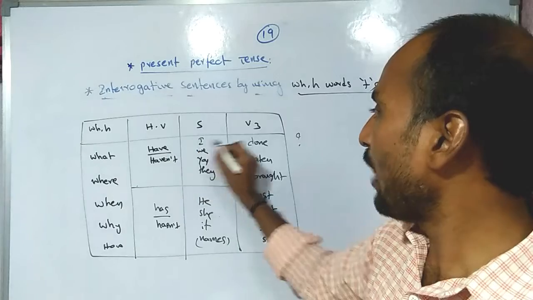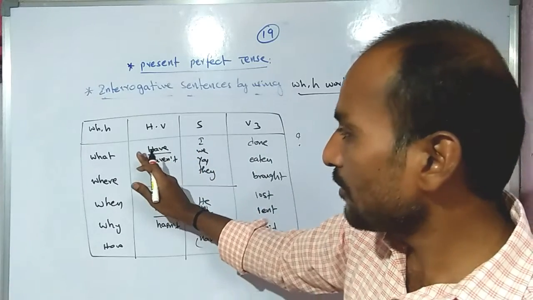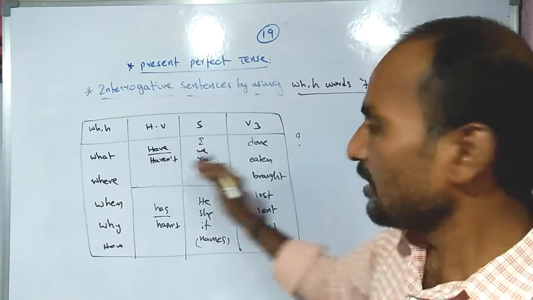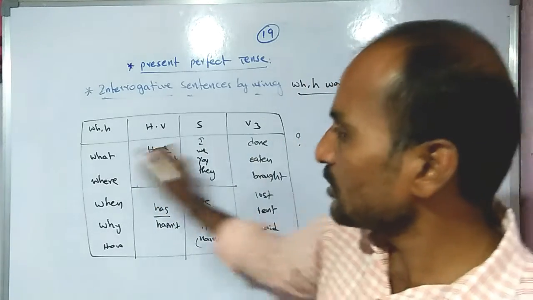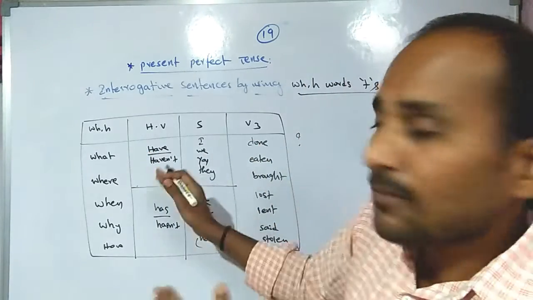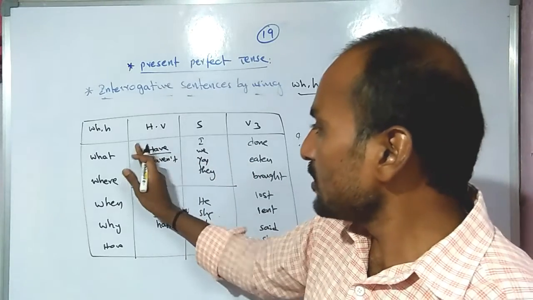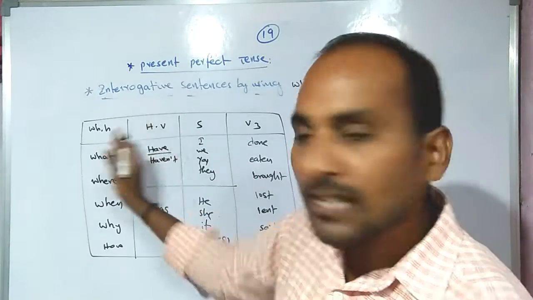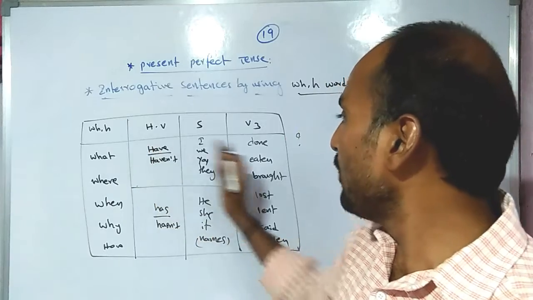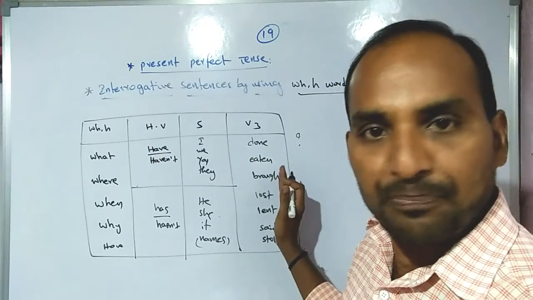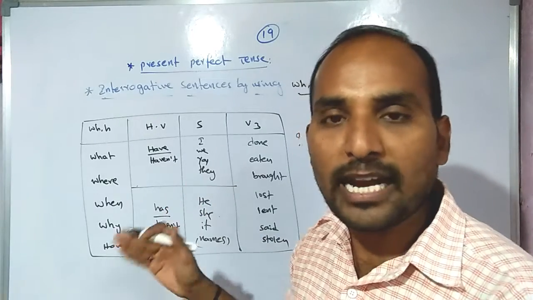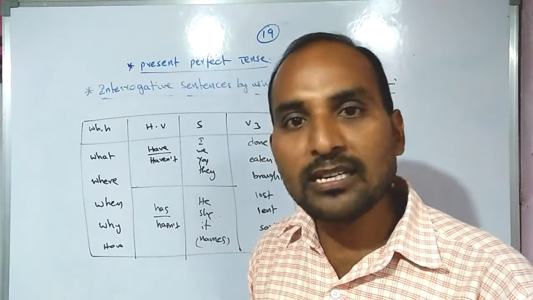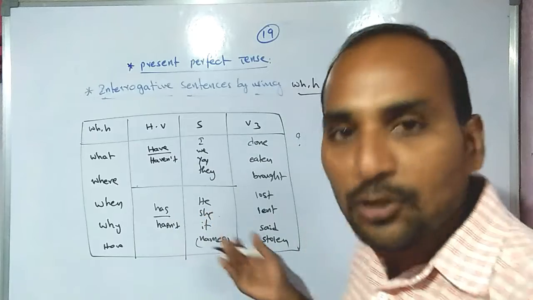So what have I done? See, even for helping verbs, if we use a sentence with the helping verb, we have to use a question mark. If we use WH also we have to use a question mark, because both are questions. This is a helping verb question and this is a WH question. Have we eaten is a positive question. Haven't we eaten is a negative question. What have we eaten is a positive WH question. What haven't we eaten is a negative WH question.